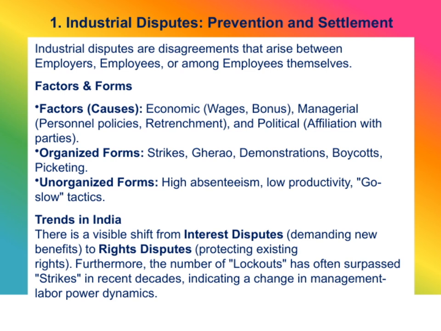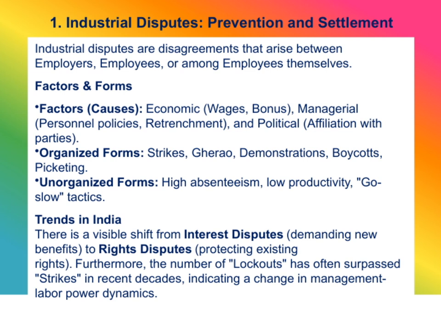Next, the forms of these disputes can be organized or unorganized. Organized forms are more structured, such as strikes, gheraos, demonstrations, boycotts, and picketing. These are often planned and have a clear objective. Unorganized forms, on the other hand, tend to be more informal, like high absenteeism, low productivity, or tactics like go-slow, where workers intentionally reduce their work pace to protest or express dissatisfaction.